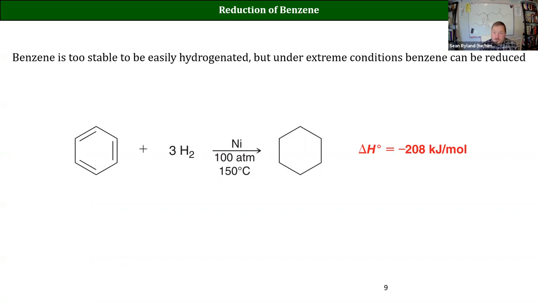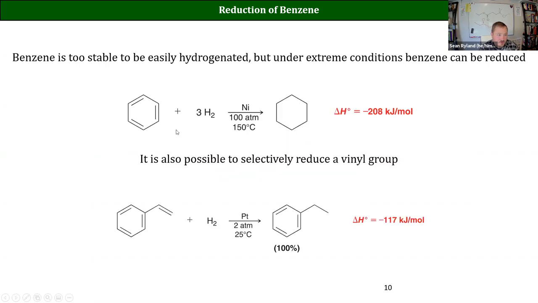And it's exothermic once you get it to that point. You can get decent yields on it. It's just really hard to get the reaction started. And under most circumstances, we'd like to not have to get up to 100 atmospheres of pressure. So if we want a different way of breaking the aromaticity, we have to get a little more creative.